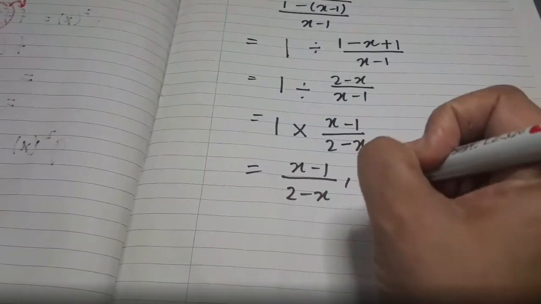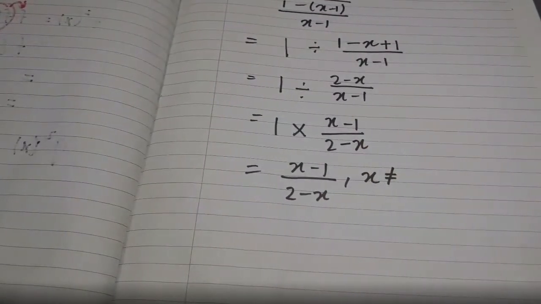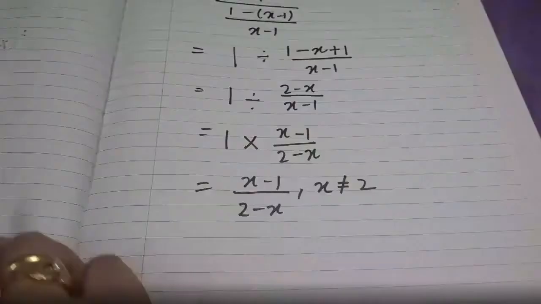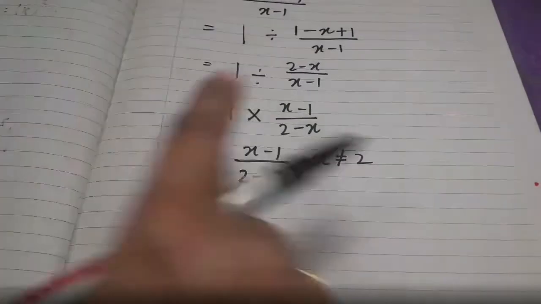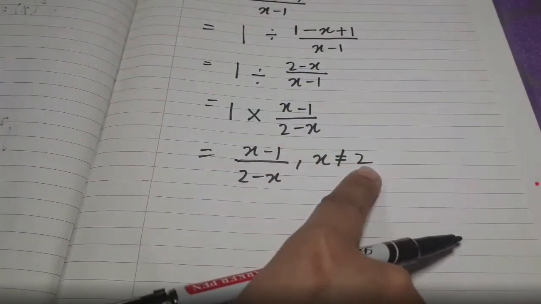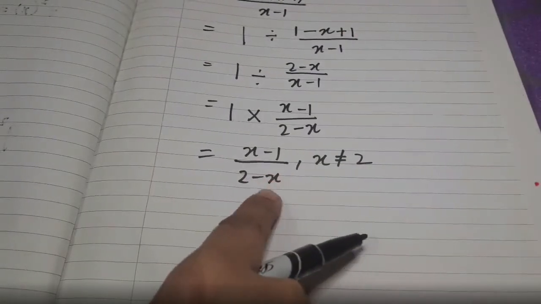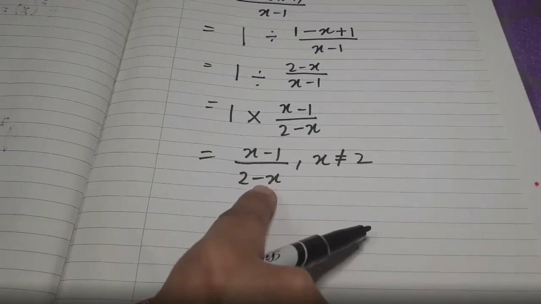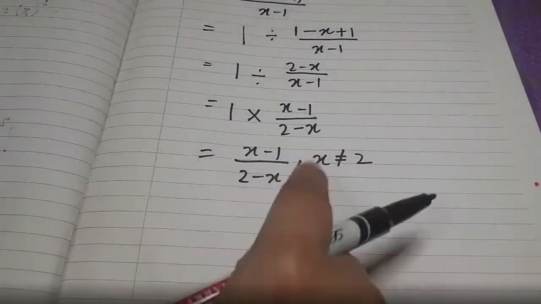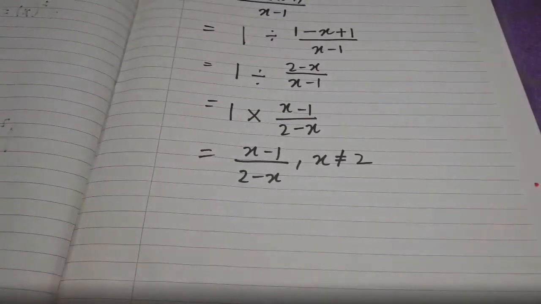What is the value here? x cannot be? Cannot equal to? 2. Yes, 2. Very good. Cannot equal to 2. Okay, x minus 1 over 2 minus x and x cannot equal to 2. If we substitute x with 2, 2 minus 2 become 0. So denominator become 0. Cannot. Denominator cannot equal to 0. This is the final answer. Next, number 4.